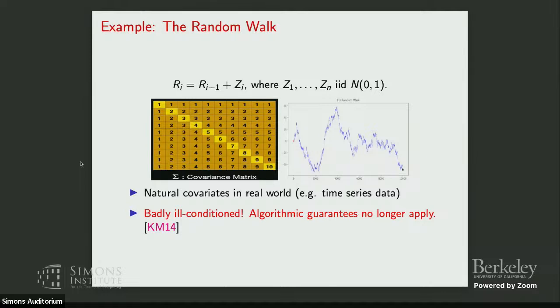And this is kind of, you can think, maybe not this exact equation, but this sort of dependency structure can arise in the real world. For example, if you have time series data where your next variable only depends on the previous one, or maybe a few before that, then you might get such a setting. Okay. And as I said, it's ill conditioned. And so algorithmic guarantees that we know no longer apply.